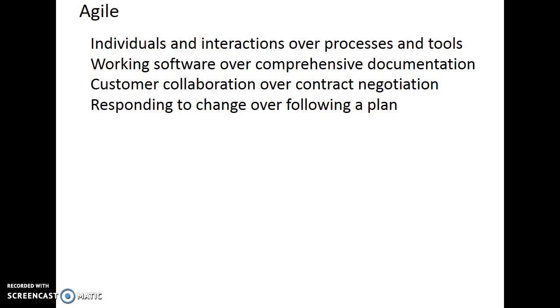So in Agile, what you're doing is you're prioritizing the interactions and the individuals over these processes and tools that you see in the waterfall system. You're prioritizing having some sort of working software instead of having a big comprehensive documentation solution. You're prioritizing customer collaboration. A customer sits on your team instead of a contract negotiation where you're negotiating a big outcomes-based contract. You're prioritizing trial and error, learn as you go, respond to change, instead of following a plan.